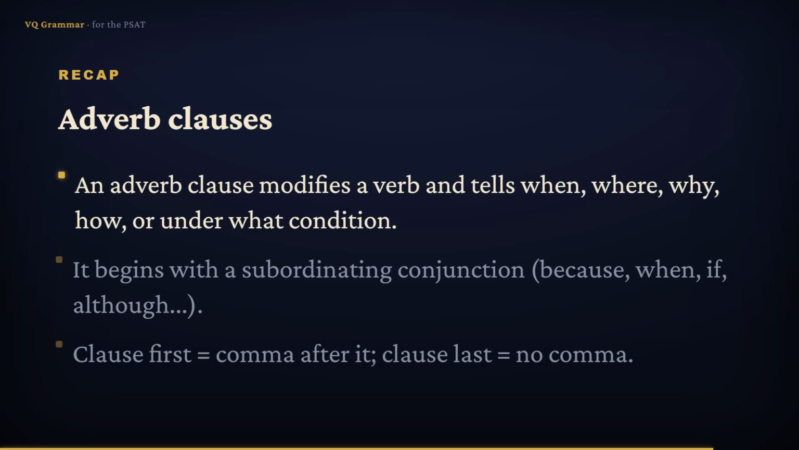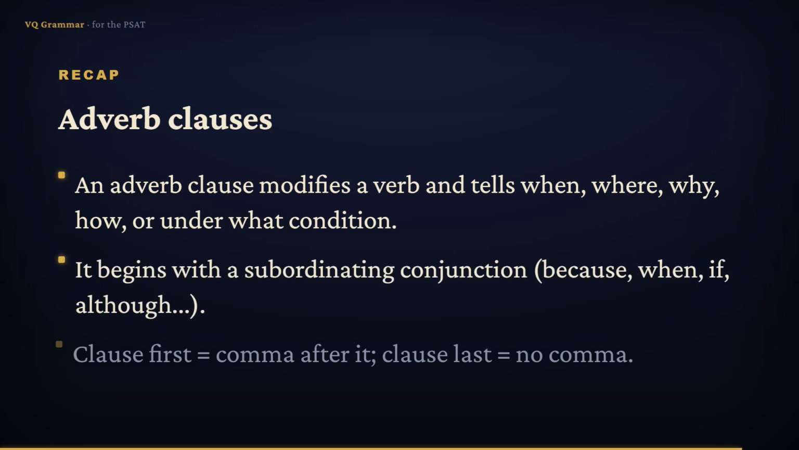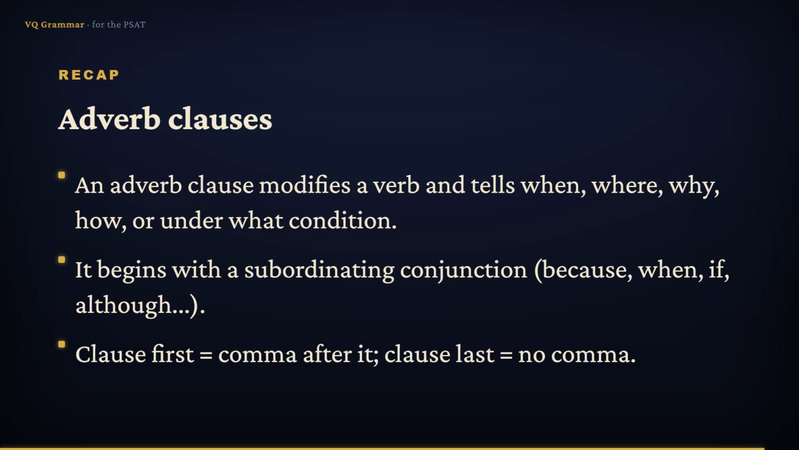Let's wrap up. An adverb clause is a subordinate clause that modifies a verb and tells when, where, why, how, or under what condition the action happens. It always begins with a subordinating conjunction, a signal word like because, when, if, or although. And remember the comma rule. When the clause comes first, put a comma after it. When it comes last, leave the comma out. Spot the signal word, find the verb it points to, and place the comma right.